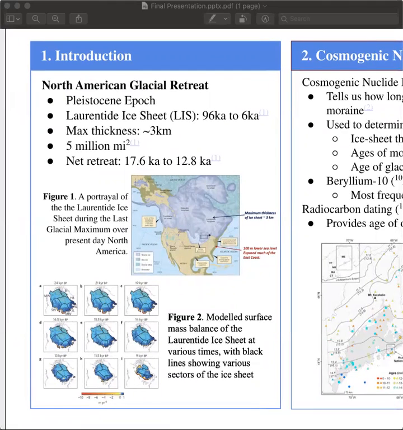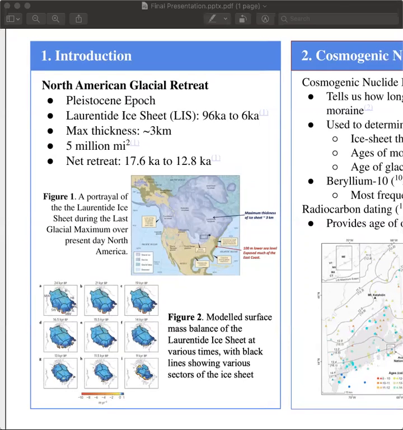So to begin, this ice sheet covered North America and existed during the Pleistocene epoch. The full Laurentide ice sheet existed from 96,000 to 6,000 years ago. At its maximum thickness, it was about 3 kilometers thick and covered 5 million square miles. After the last glacial maximum, the Earth started to warm, causing the Laurentide ice sheet to retreat. The retreat, however, was not consistent. There were oscillations in retreat, or cycles of retreat and advancement.